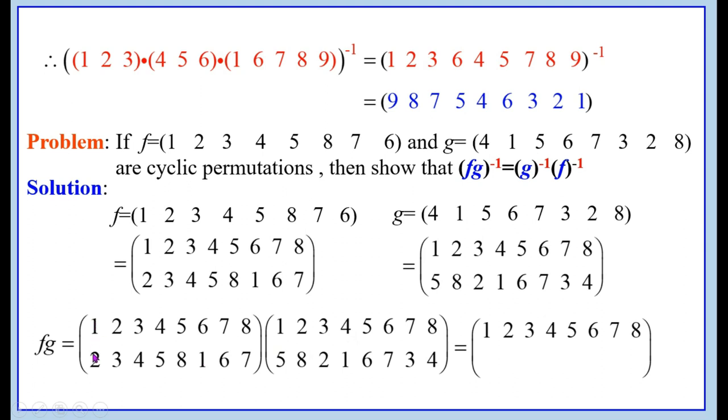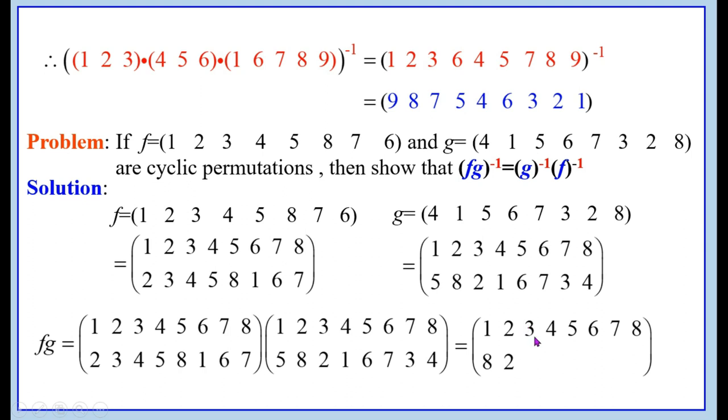Now we are going to simplify without rearranging the columns of the second permutation. 1 goes to 2, here 2 goes to 8. Therefore in the product the image of 1 is 8. We are going to find the image of 2 in this product. 2 goes to 3, whereas in the second one, 3 goes to 2. Therefore, the image of 2 will be 2.